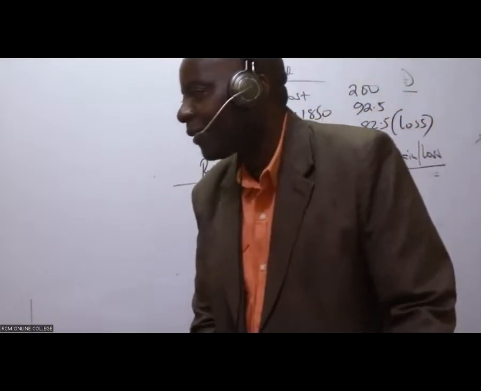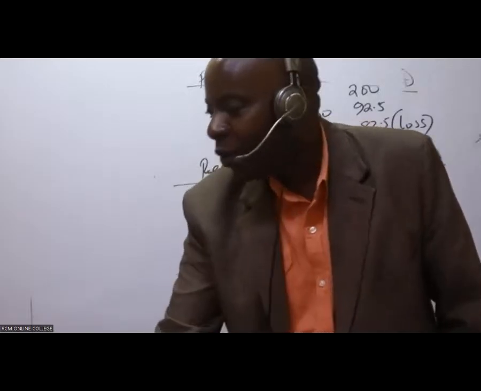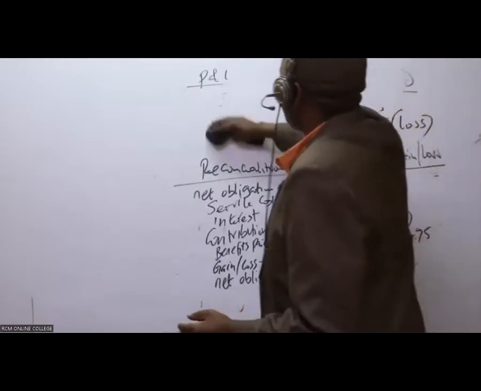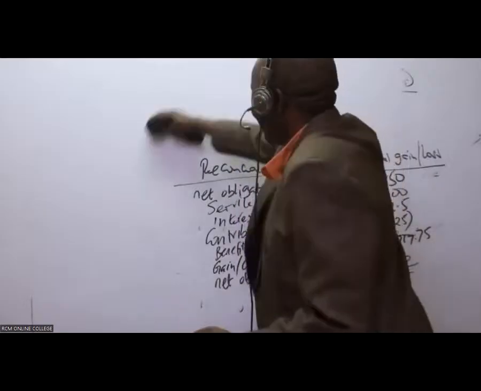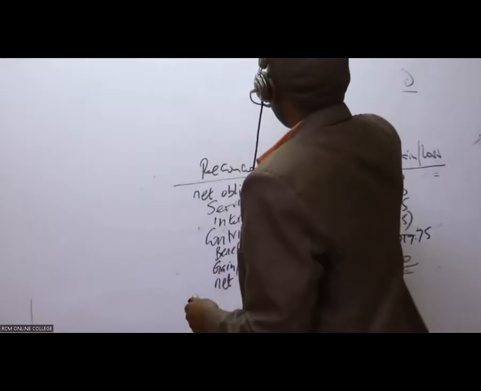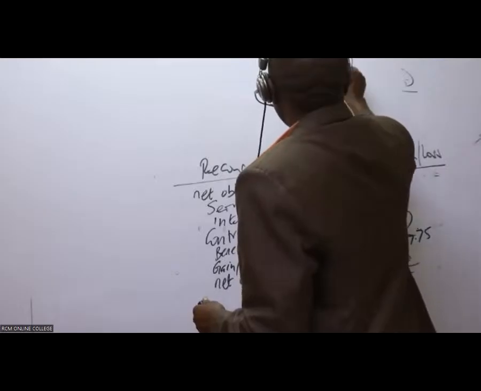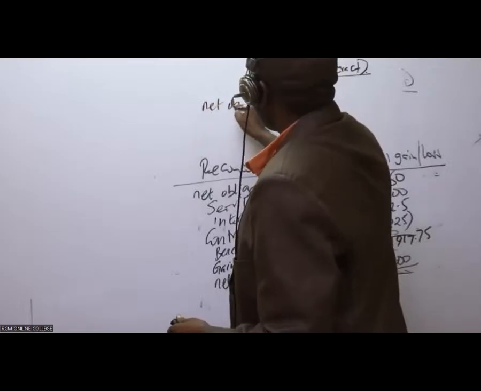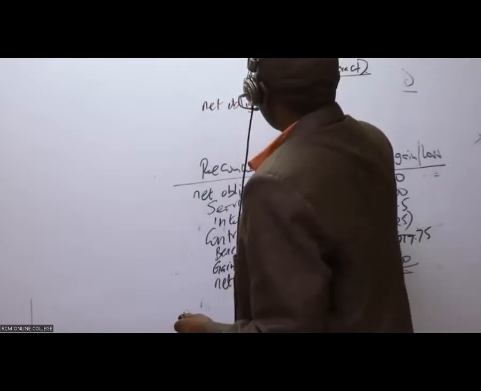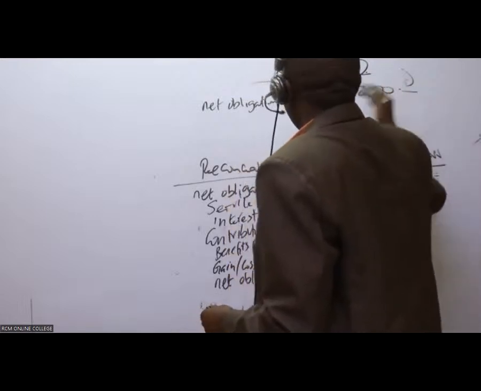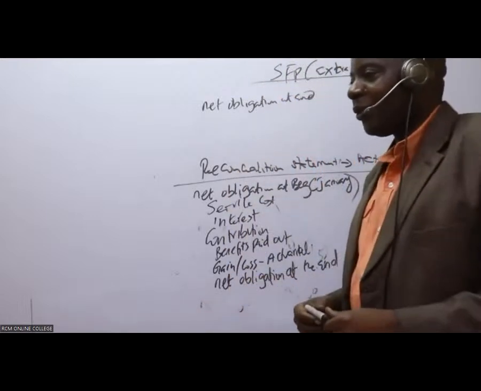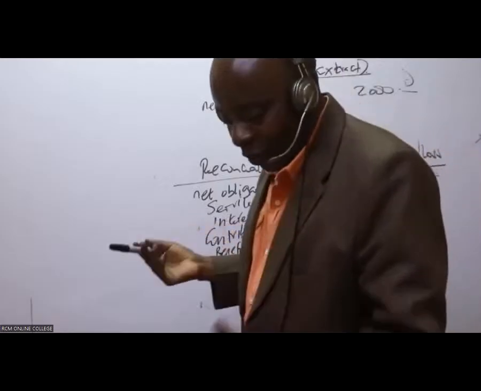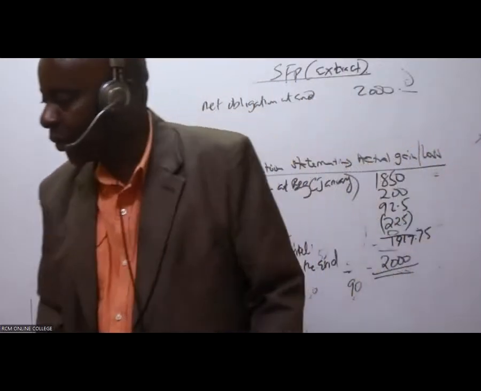Unfortunately, I have this. Okay, why don't we do an SFP? This was an easy one. The statement of financial position extract. So you simply give us the net obligation at the end, which is 2,000. Then you are done. Net obligation at the end, you are done, because it is just 1 year. Thank you very much for asking those great questions.